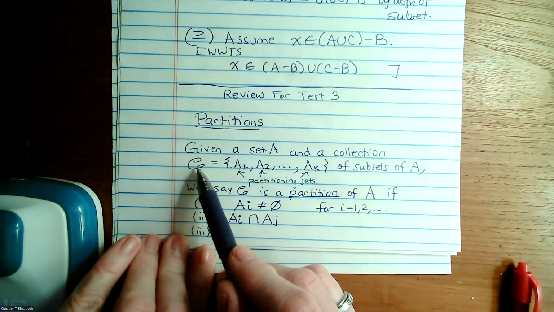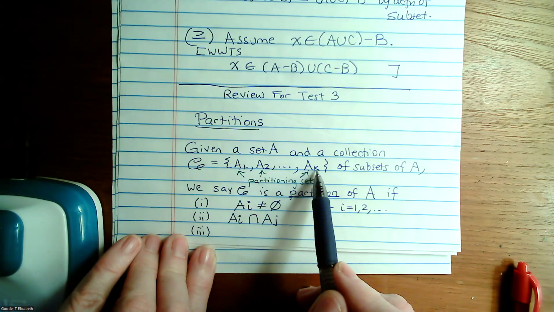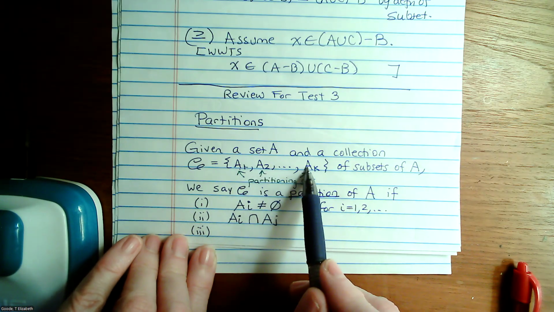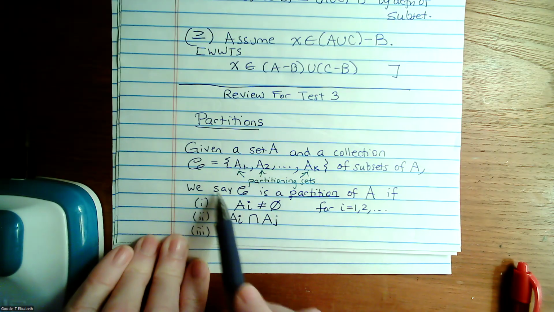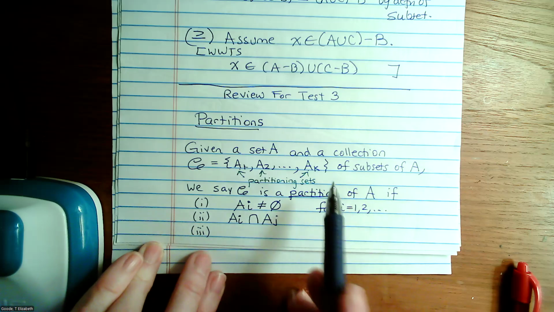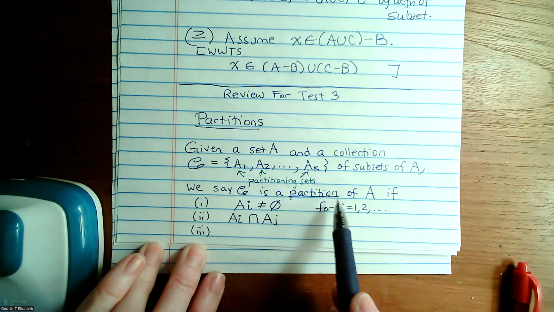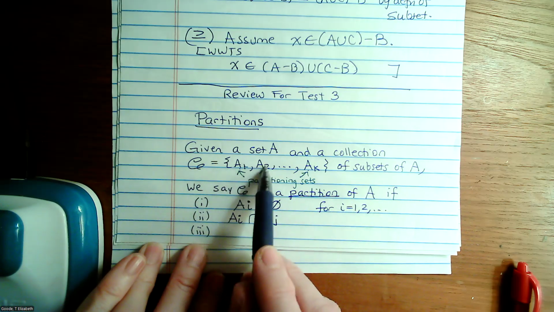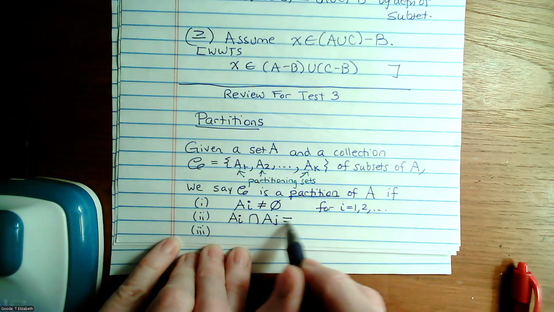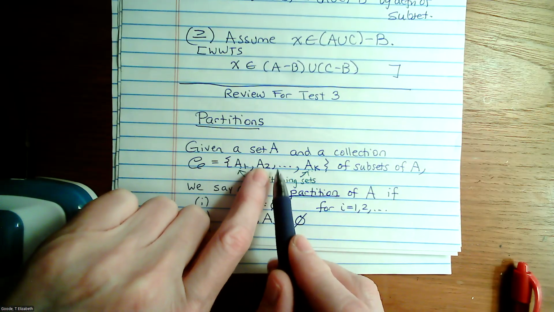So, given a set A and a collection, curly C, with sets A1, A2, dot, dot, dot, up to A sub K, of subsets of A, these are called partitioning sets, these little subsets. We say this collection, curly C, is a partition of A if three things happen. Each of these A sub i's is not empty. If we take any two of these, like A1 and A2, and look at their intersection, that is not going to be empty. Or A1 intersect AK, or A2 intersect A3.